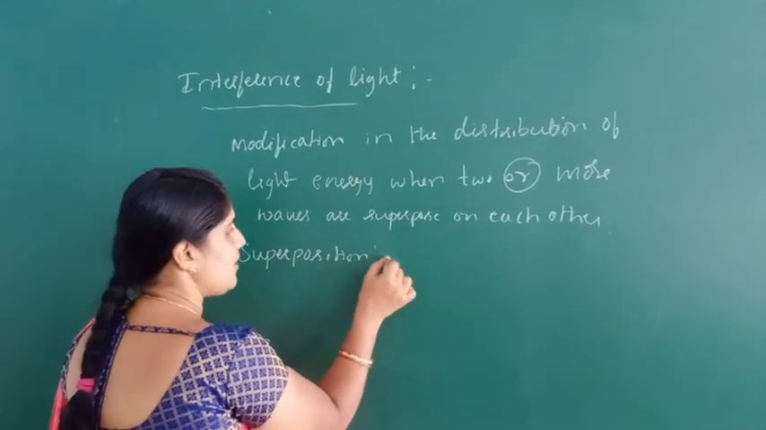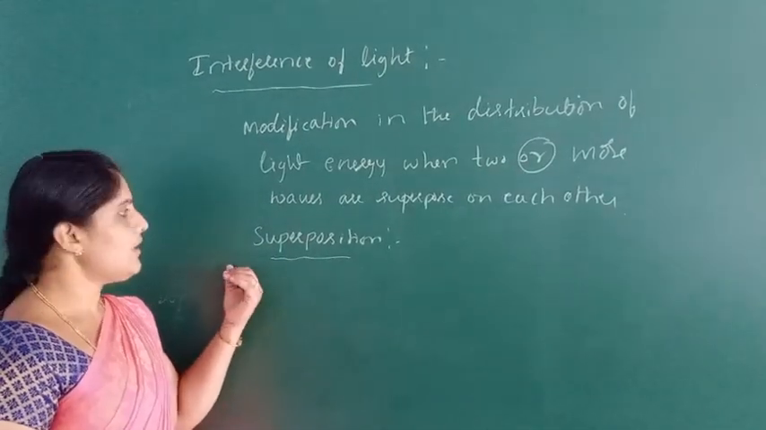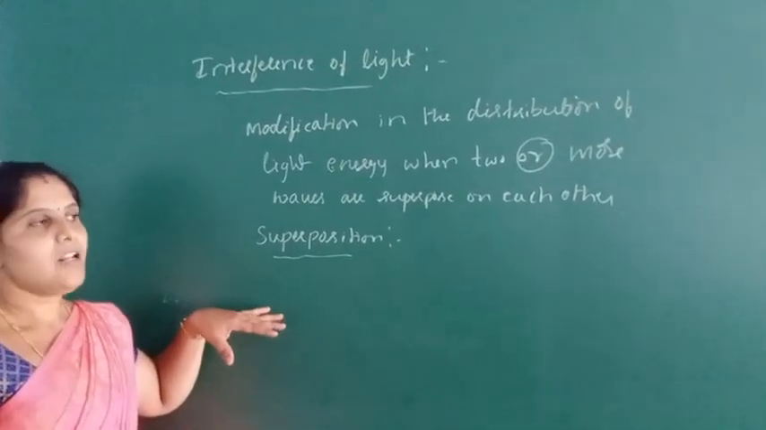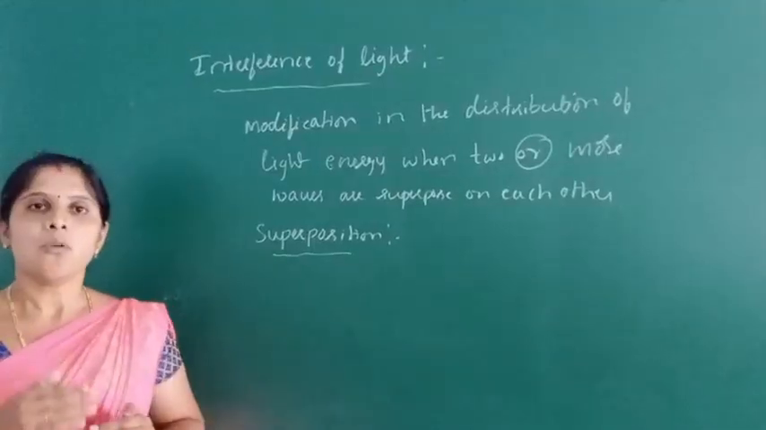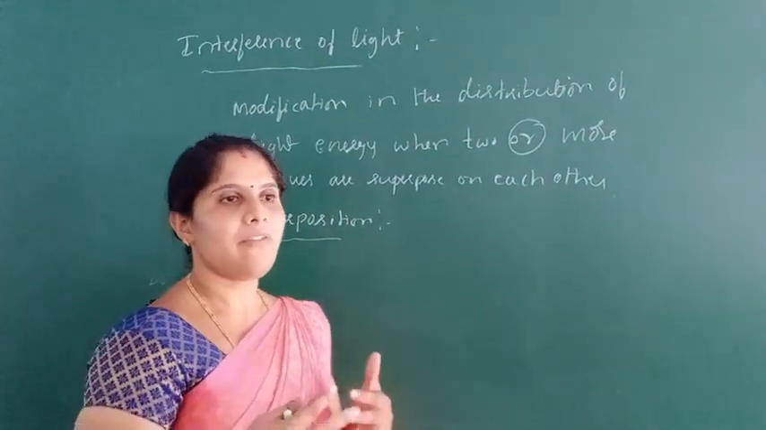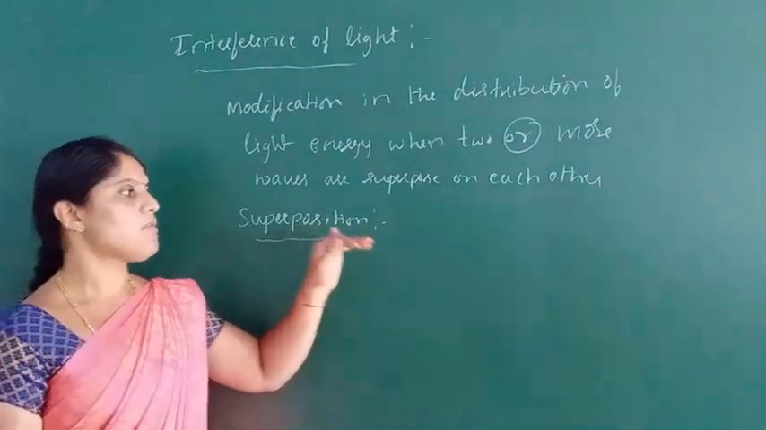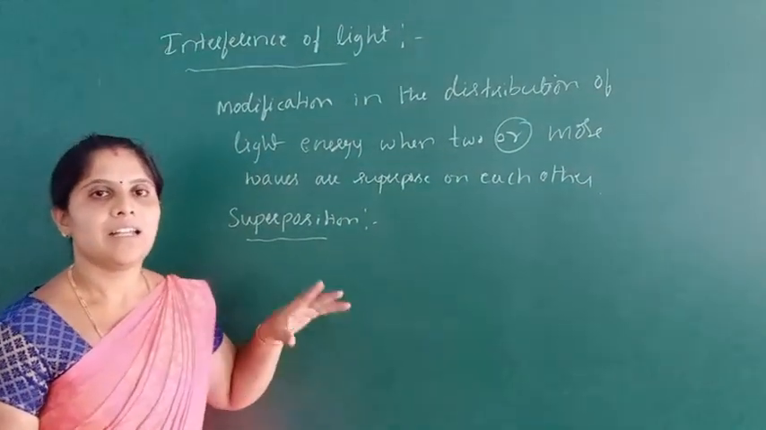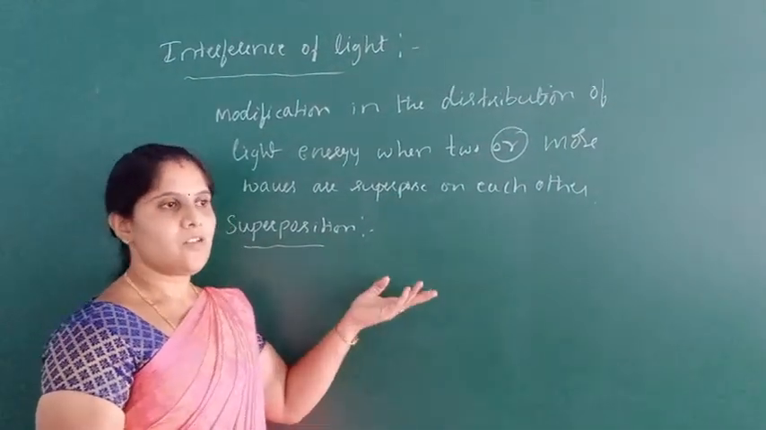Before starting interference, we shall know some basic concept about superposition. I think it is already studied in first PUC in the chapter waves. So let's recall it. The principle of superposition states that when two or more waves are superposed on each other, then the amplitude of the resultant wave or wavelength of the resultant wave may increase or decrease.